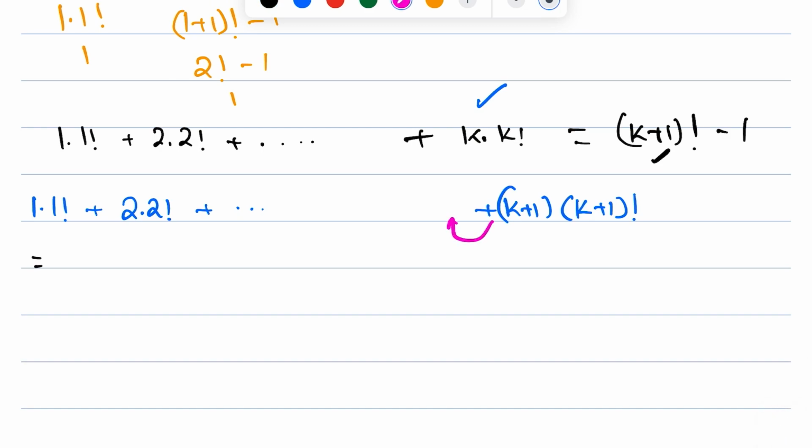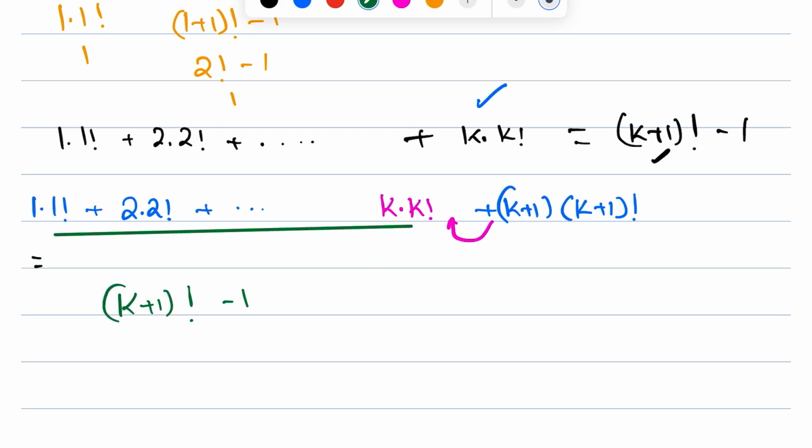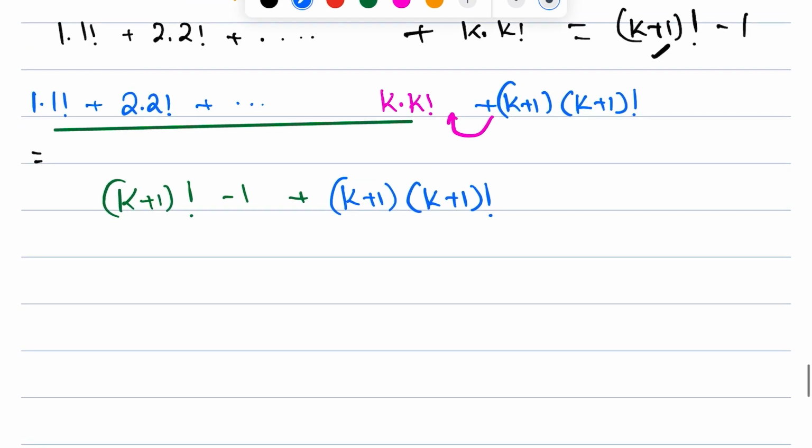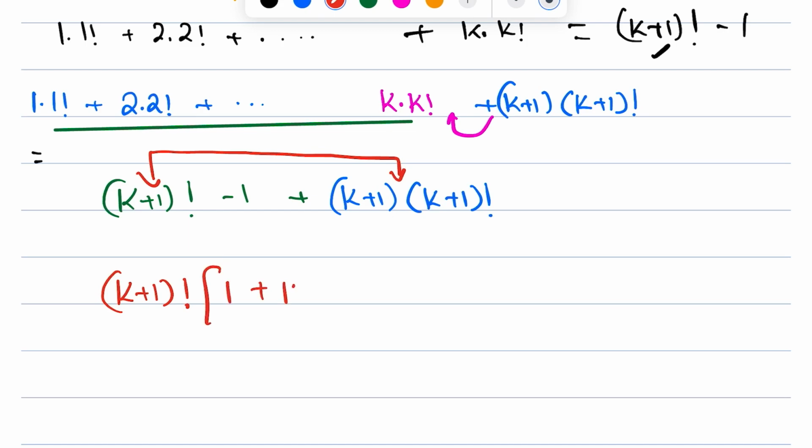So the term before would have been k times k factorial. Now this entire thing goes under assumption. What is that? K plus 1 factorial minus 1. Plus what else is left over? The blue color one, k plus 1 times k plus 1 factorial. Now what am I going to do? In these two I take k plus 1 factorial common. What else is left over here? 1 and 1 more k plus 1. And this minus 1 continues to remain as it is.